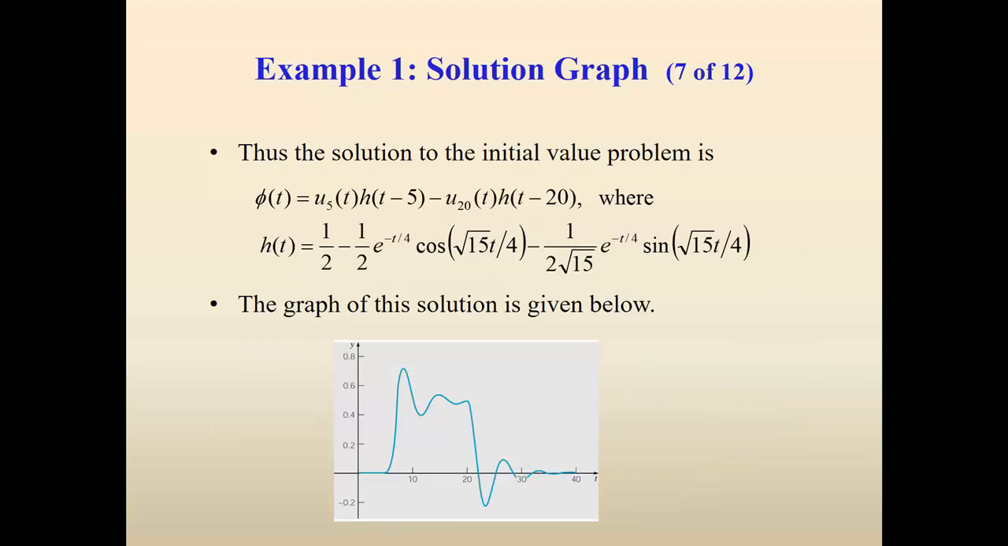Put all together, we get this as a graph. Notice, before t is equal to 5, this part of the graph is 0. This part of the graph is 0. So we start at 0 all the way to t equal to 5. Then, take a look at t equal to 5. This turns on. So 5 minus 5 is 0. Plug in 0 here. 1/2 minus cosine of 0 is 0. E to the 0 is 1. So that's 1/2 minus 1/2, or 0. Sine of 0 is 0. So this literally is 0. That's why it matches up.